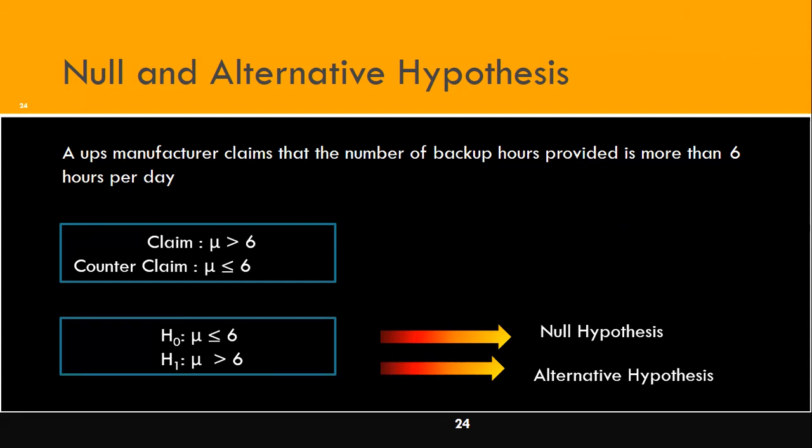So mu is less than or equal to 6. And then the opposite of this one, the counterclaim, is mu is greater than 6. In this case, it will be slightly confusing. Here the claim is greater.